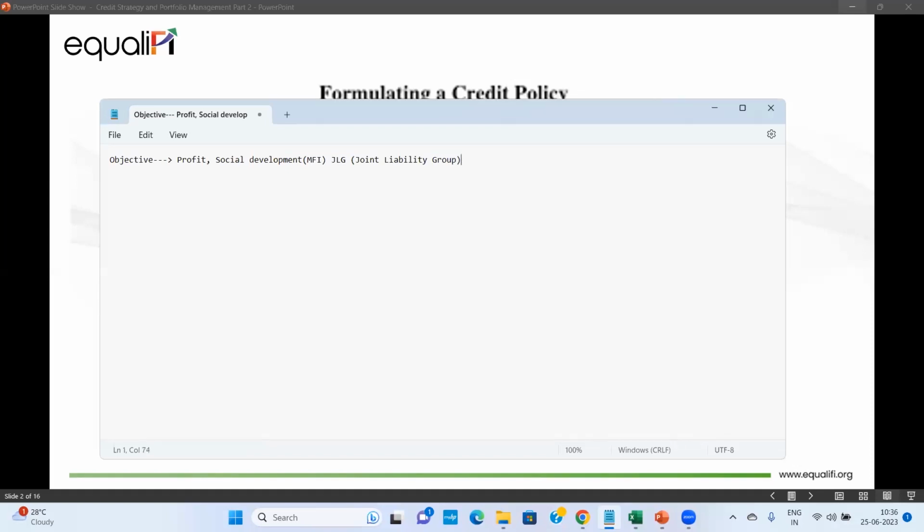Any idea about JLG? Anybody knows what is JLG? Any idea and how JLG funding takes place? Correct, Tathagata. Group of people taken together. So JLG means, as per laid down norms by RBI, minimum 4 people has to be there. Right? Minimum 4 people is needed for a JLG bank. Yeah, Bandhan Bank is into JLG. There are other lot of microfinance institutes who are into JLG. Right? So minimum 4 people has to be there in a JLG group, right?